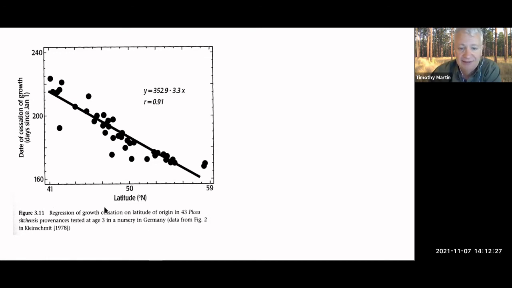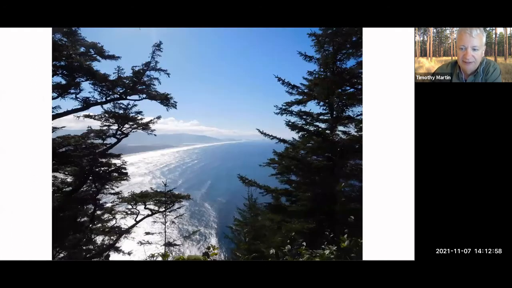So this is not a German species, but what it shows is that seed that was taken from a seed source further south grows longer into the year than seed that was taken from a seed source further north. And intermediate seed sources stop growing gradually later into the year. So that variation is continuous. This experiment, again, is in Sitka spruce. This is one of my favorite species.